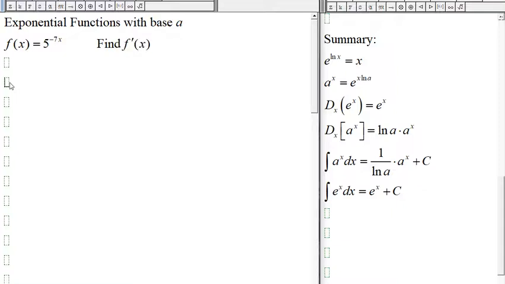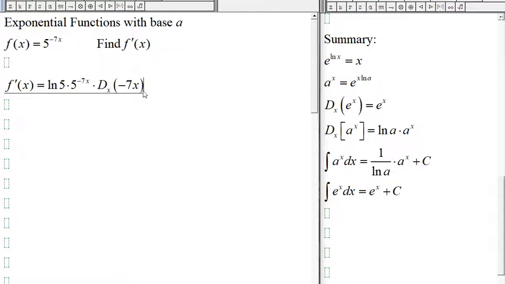And so here the derivative, if this were 5 to the x, then we would get ln a times a to the x, so ln 5 times 5 to the x. But here, base 5, exponent negative 7x, and so we get ln 5 times the same thing. And with the chain rule, we have to multiply by the derivative of the negative 7x. So what we did here was we let u be negative 7x.